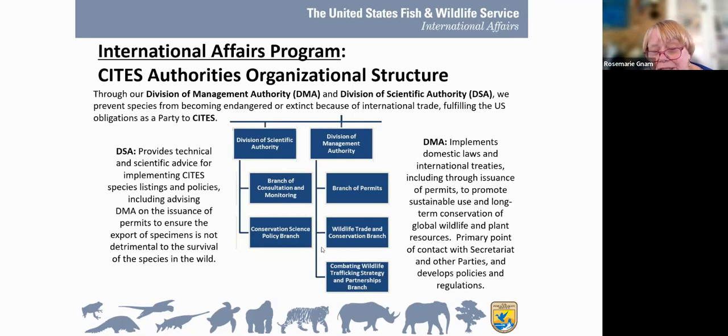And then we have a division of management authority, which has a branch of permits, which you met, Mary is manager of that. Wildlife Trade and Conservation branch, which does policy. And the Combating Wildlife, that has now moved to our division of international conservation. But the Wildlife Trade and Conservation branch essentially is responsible for the CITES Standing Committee, and also doing everything for the implementation of the listings. So it's joint work, and the branch of permits, you'll have a presentation on this, is responsible for issuance of the permits and making the legal acquisition findings for the export of the specimens. Next slide.